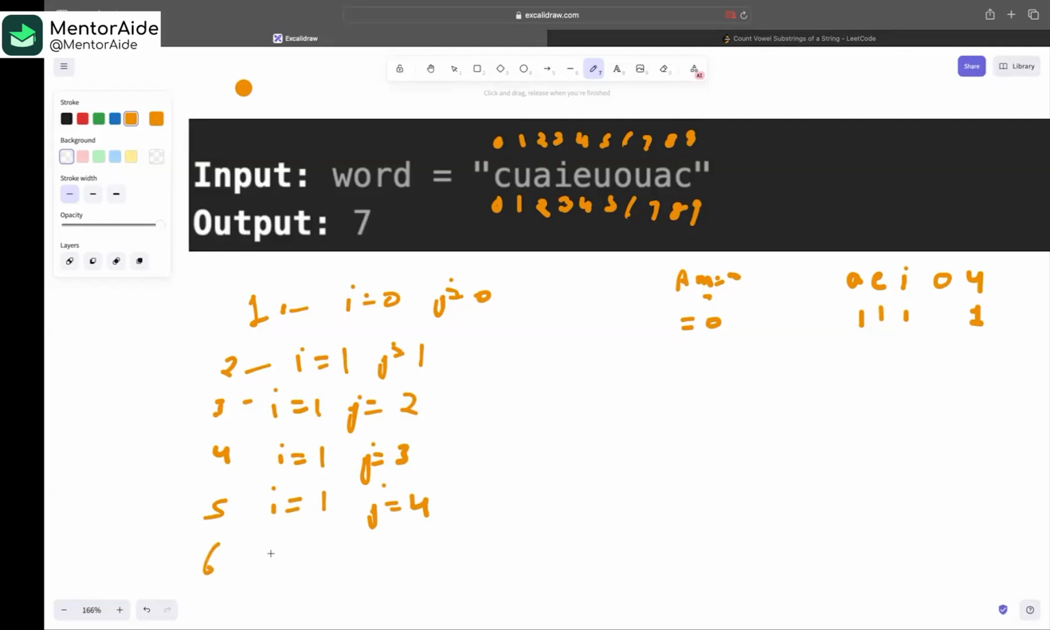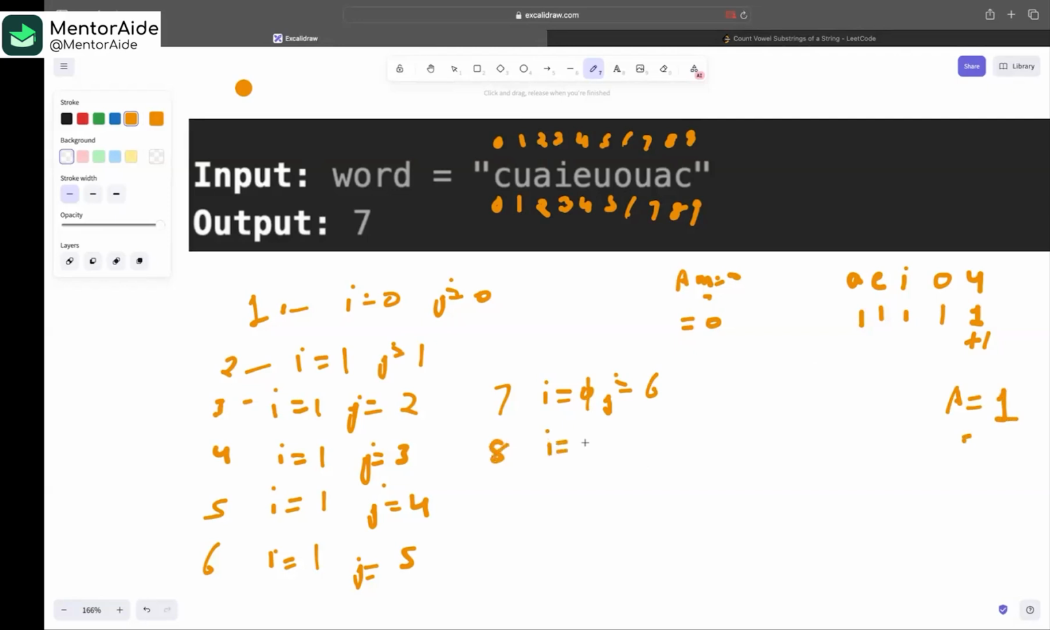Sixth one. I still remains 1. J will be at 5. So at 5 we have U. U becomes plus 1. Next, it is the 7th basically. I is equivalent to 1, and J is equivalent to 6. At 6 we have O. Now we have found one of the answers. Yeah, this time just increment the answer and still keep expanding. Okay, let's go to it then.